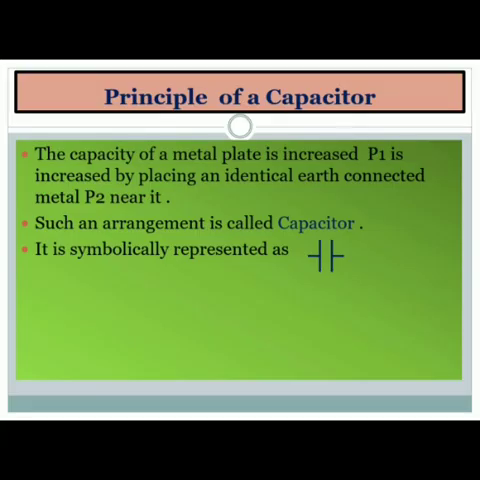Let us proceed to the principle of a capacitor. The capacity of a metal plate is increased by placing an identical earth-connected metal plate near it. If I connect this, such an arrangement is called a capacitor. It is symbolically represented by the sign which is shown here in a dark blue line.